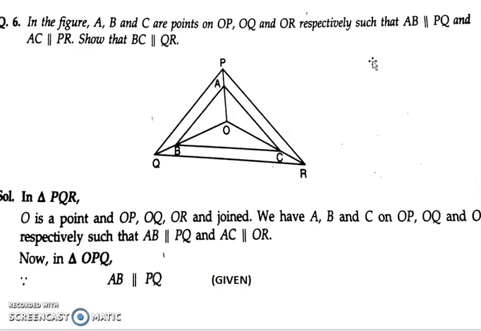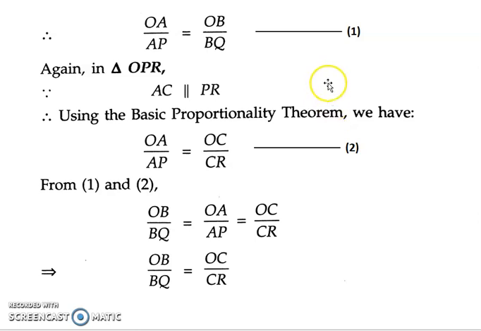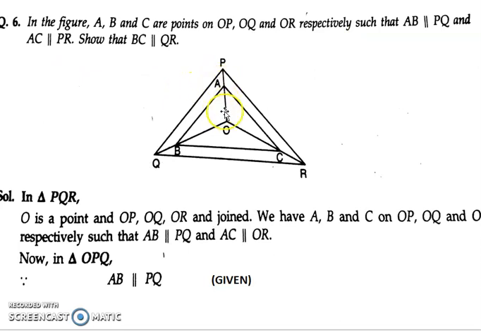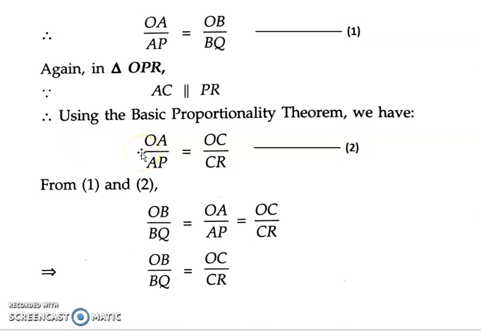triangle POQ. So, in triangle POQ, I can apply BPT as AB is parallel to PQ. So, I get OA by AP is equal to OB by BQ. This is from the first triangle. Next, I have applied in triangle OPR. In triangle OPR, AC is parallel to PR. So, when I apply BPT in that, I get OA by AP is equal to OC by CR.